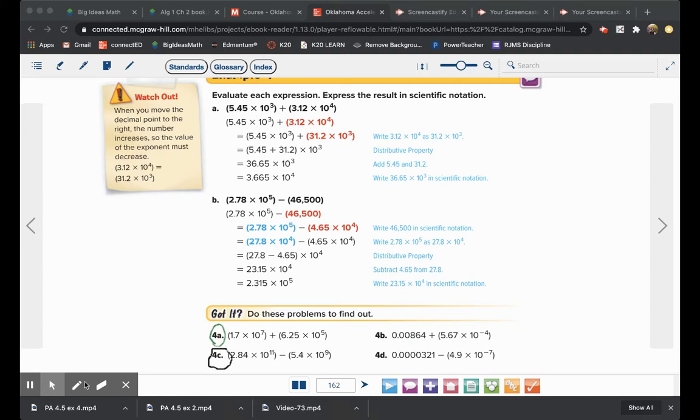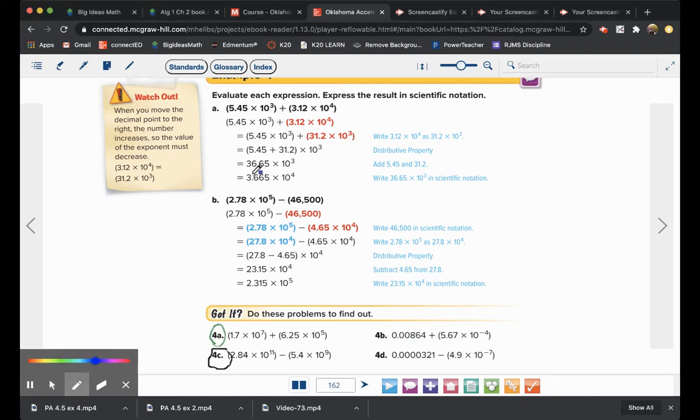Now that they're both times 10 to the third power, right here, we can rewrite it, and now we can add these front two numbers. So I have 5.45 plus 31.2. Since they are the same exponent, we just are going to have times 10 to the third power now. Just like when you're adding fractions, your denominator does not change. It just stays the same. So when we add those, we get 36.65 times 10 to the third power.